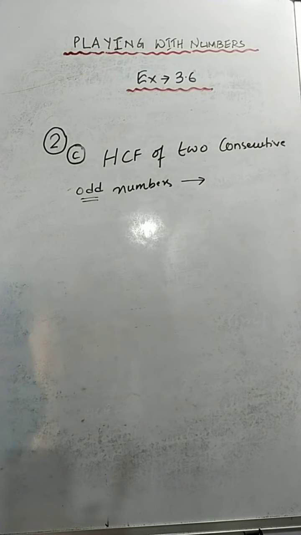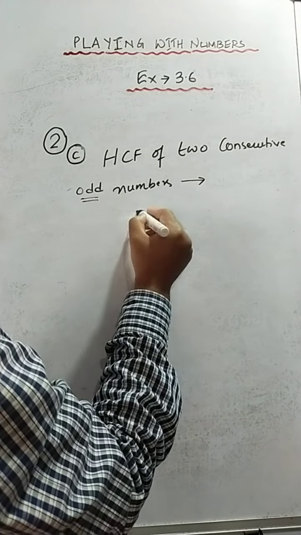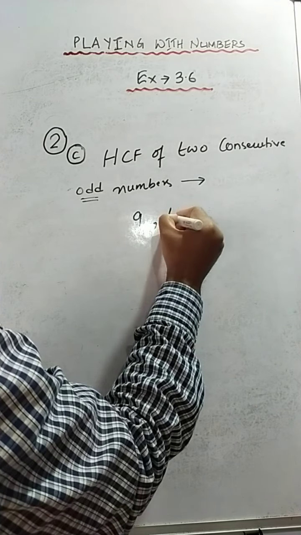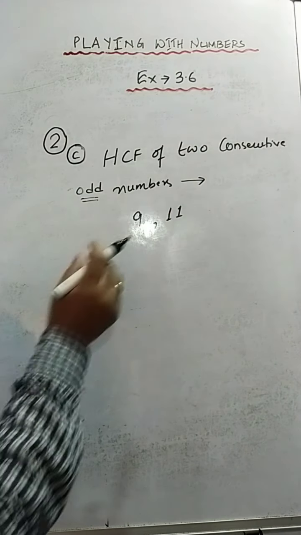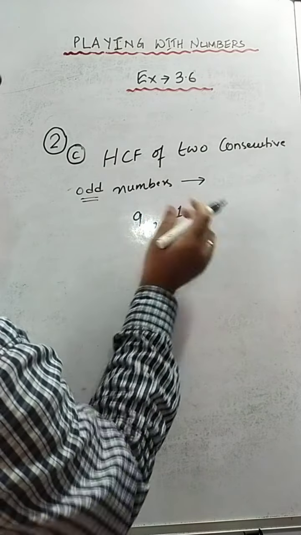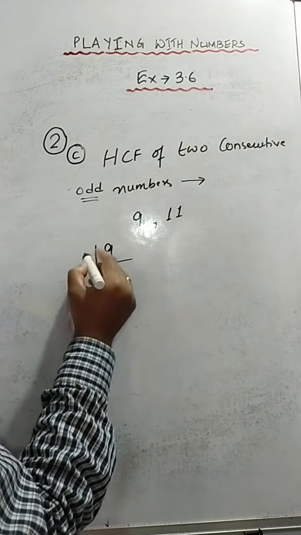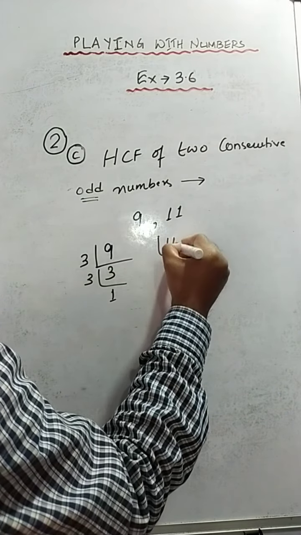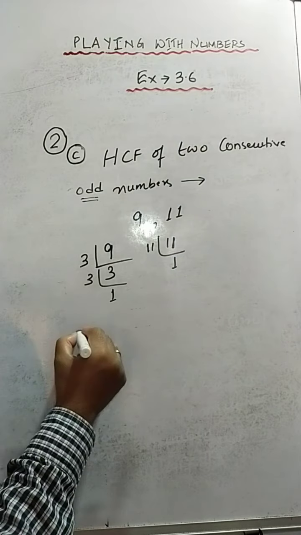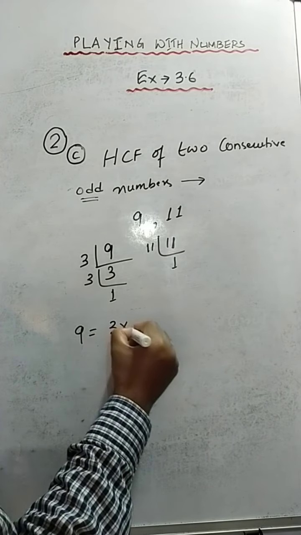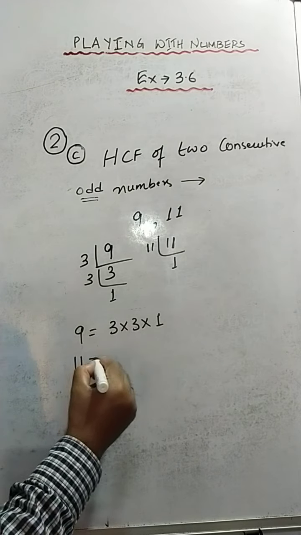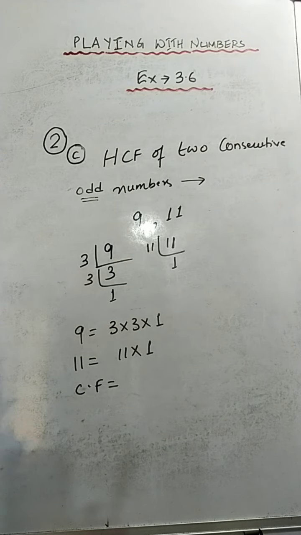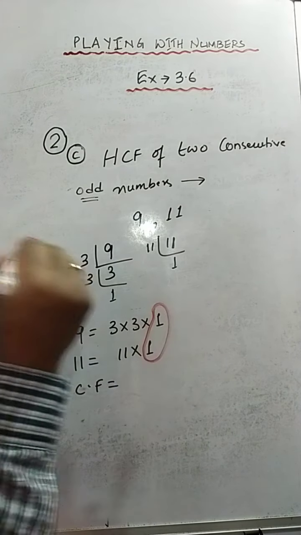Now we have to take odd numbers. The first odd number, suppose I take 9. So what is the next odd number? It would be 11. So we have to find the HCF of 9 and 11. Let's do the prime factorization of 9: 3 3s are 9, 3 1s are 3. And 11 is a prime number, so 11 1s are 11. Writing all the prime factors: 3 into 3 into 1, and 11 into 1. What will be the common factor? Yes, it would be 1.